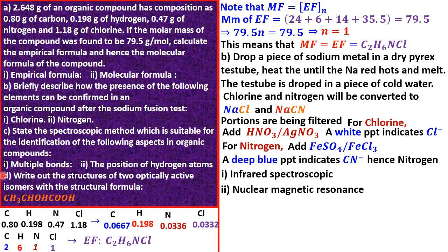Okay. The next part talks about writing out structures of two optically active isomers of this formula. So guys, this formula is obviously optically active because it contains a chiral center, or chiral carbon atom. This is how the structure is going to look. We have this carbon atom, then this way we have our methyl group. Then the other way we have the carboxylic acid group. Then all that is left is simply H and OH. So in this case, the OH can simply go at the top, then the H can come down.